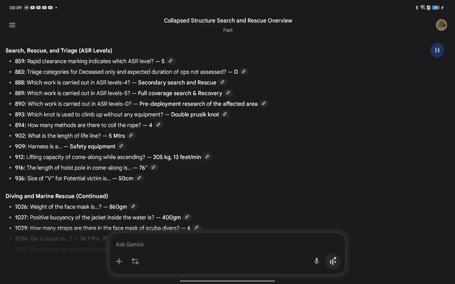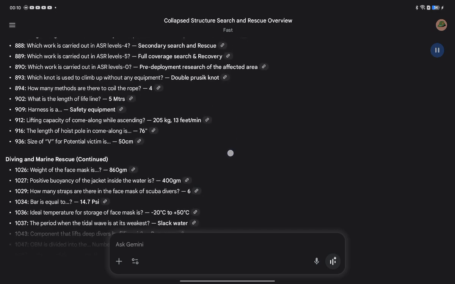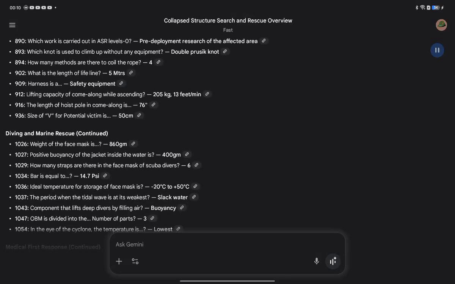890. Which work is carried out in ASR levels 0? Pre-deployment research of the affected area. 893. Which knot is used to climb up without any equipment? Double Prusik knot. 894. How many methods are there to coil the rope? 4. 902. What is the length of lifeline? 5 MTRs. 909. Harness is a safety equipment.